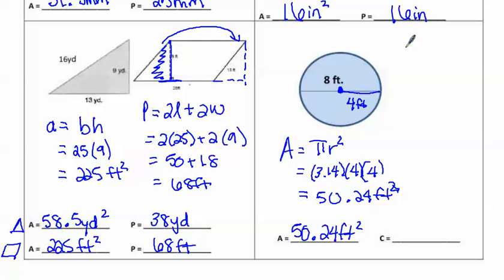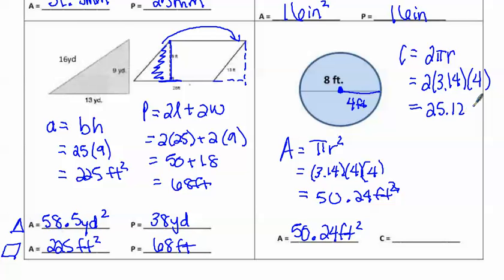Now let's find the circumference. Circumference of a circle is 2 pi r. You can also use pi times d, but since we already know the radius, we're just going to keep the radius. So 2 times 3.14 times r, which is 4. Once I multiply that from left to right, I get 25 and 12 hundredths feet.